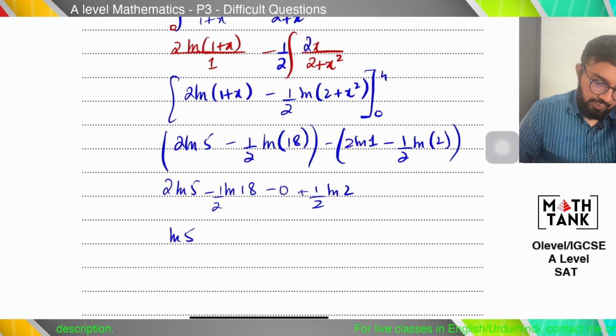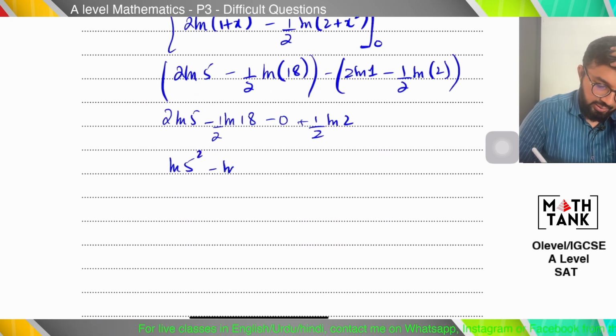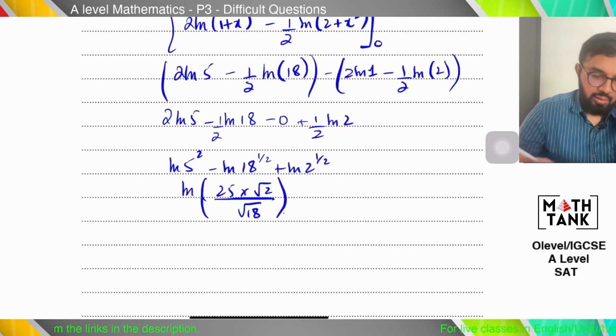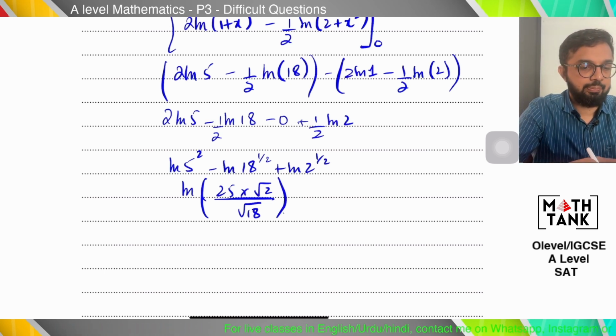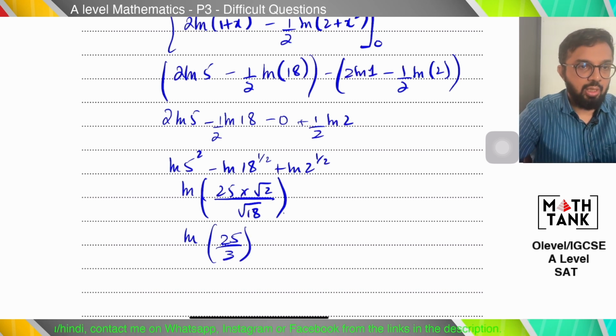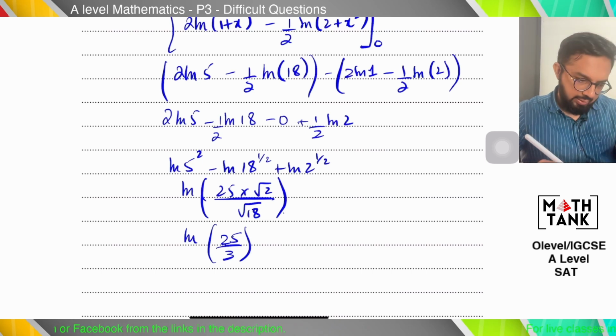Okay, so 2 ln 5 is the same exact value as ln 25, a single logarithm. So I'm just going to go ahead with a single logarithm. I'm going to say that this is 18 power half and this is 2 power half. So that gives me ln 25 into root 2 over root 18. Okay, root 2 over root 18 should give you 1 over 3. So ln 25 over 3 should be my final answer. Let's quickly check from our calculations. Yes. Okay, that is the other question.